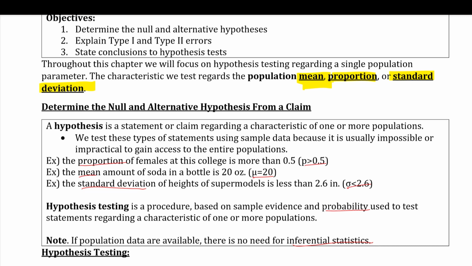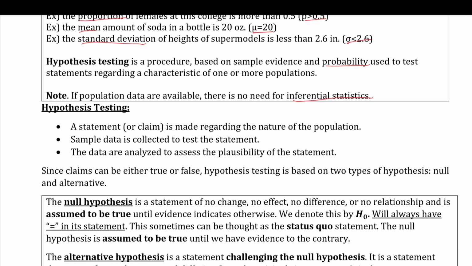And there's a little bit of doubt in that sample because we obviously don't have access to all the population data. So there's still a little bit of doubt. That's why we have to use inferential statistics. Okay, so to reiterate, in hypothesis testing, a statement or a claim is made regarding the nature of a population, and then sample data is collected to test that statement, and then data are analyzed to assess the plausibility of that statement.